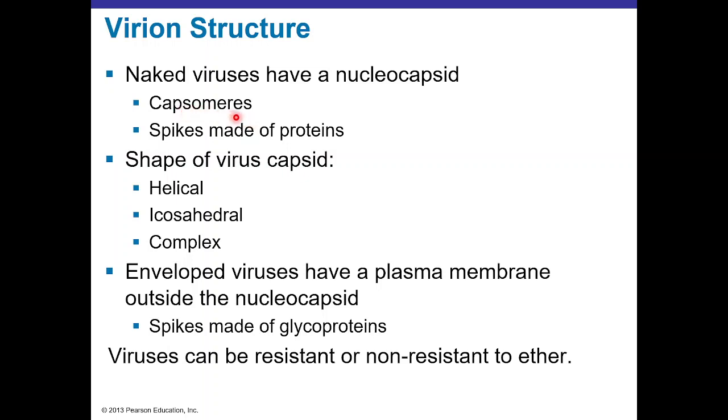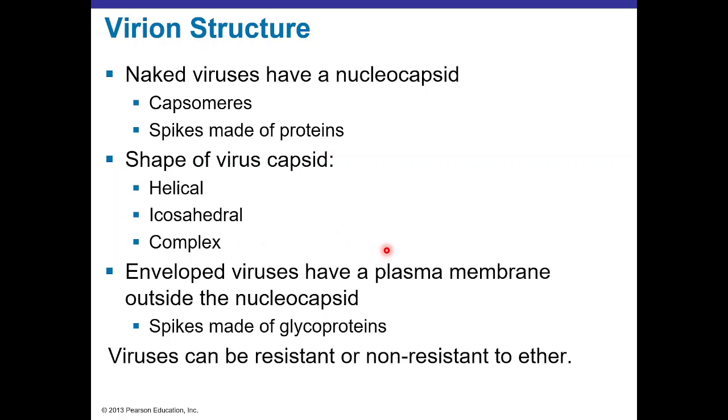And within the nucleocapsid, you have spikes that are made of proteins. So naked viruses have only DNA or RNA plus the nucleocapsid. And then that nucleocapsid has different shapes. It can be helical, it can be icosahedral, in which you have around 20 facets, and they can be complex.